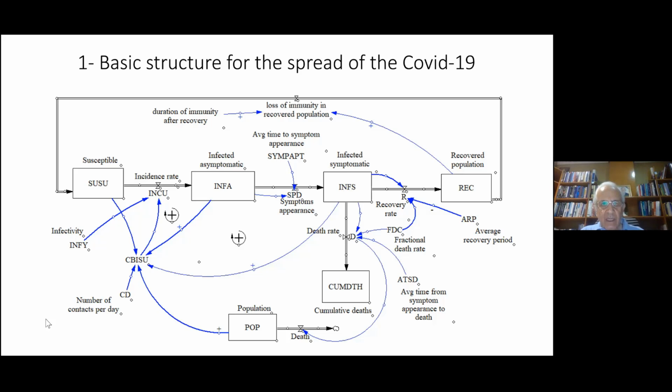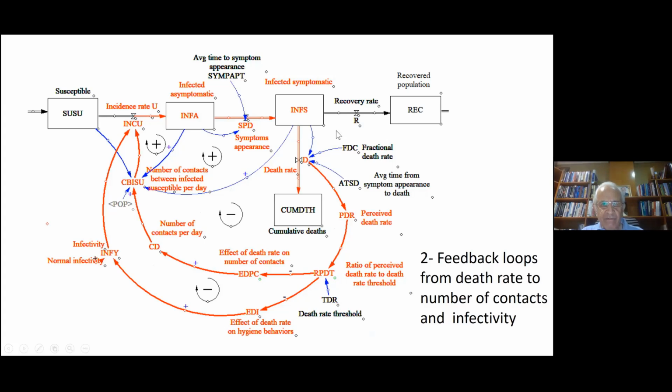But as people get infected and death rate goes up, death rate is perceived by people, and perceived death rate would affect the behavior of people in two channels. One is that people would decrease the number of contacts per day, so keep social distancing to protect themselves from potentially infected persons.